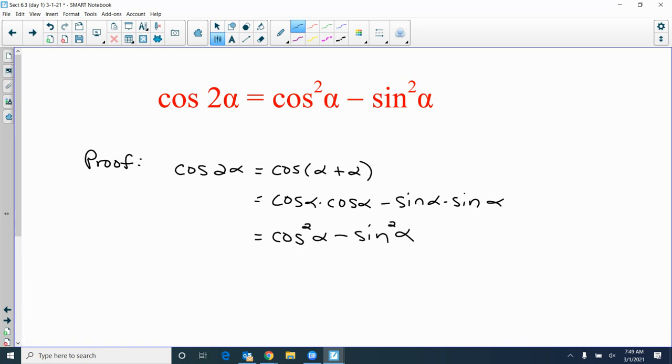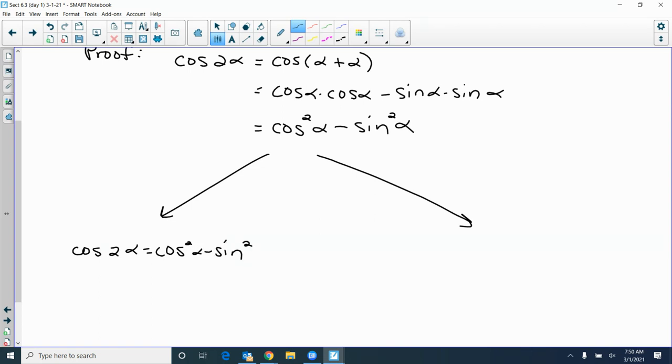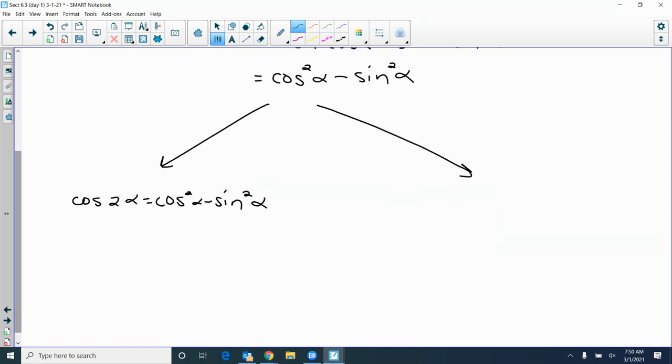Now those 2 below it, I'm going to show you how to get the other 2. We're going to actually start with that. So we just proved that. And so we're going to split off here. And we know that cosine of 2 alpha equals cosine squared alpha minus sine squared alpha. So down there, one of those left, you already got that written down.